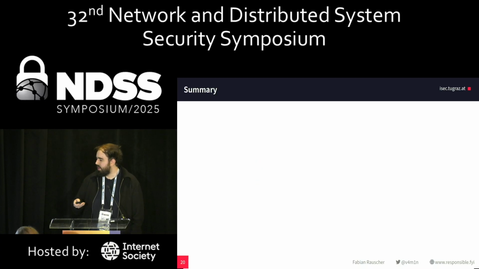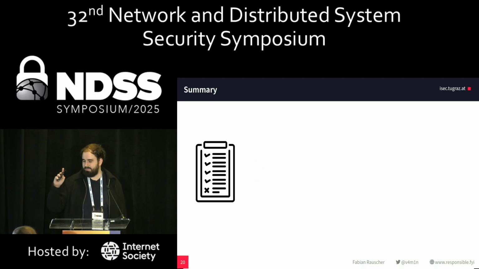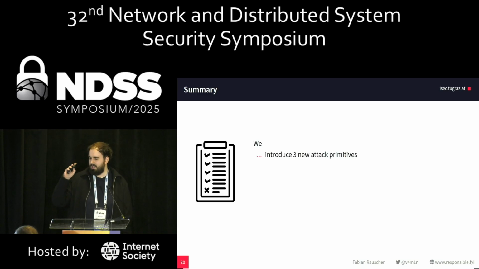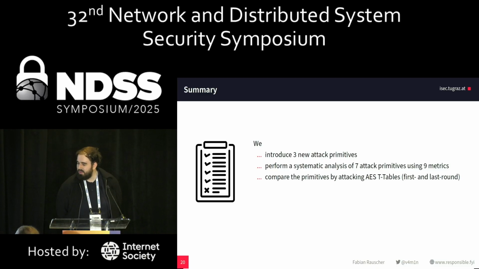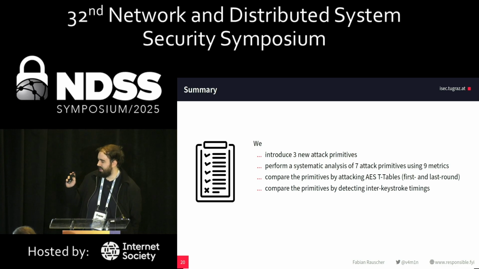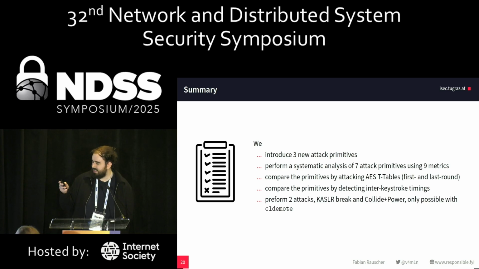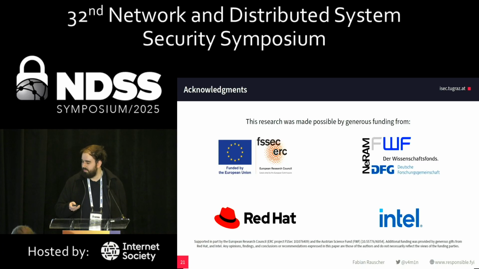Yeah. Okay, to summarize what we did in this paper. We introduced 3 new attack primitives. We performed a systematic analysis of 7 attack primitives with 9 metrics. We compared these with AES T-table attacks, first and last round. We compared them with inter-keystroke timing attacks. And we also did 2 attacks only with our new attacks, which is a KASLR break and colliding power, so power analysis. And yeah, also want to thank our funding partners, and that's it.